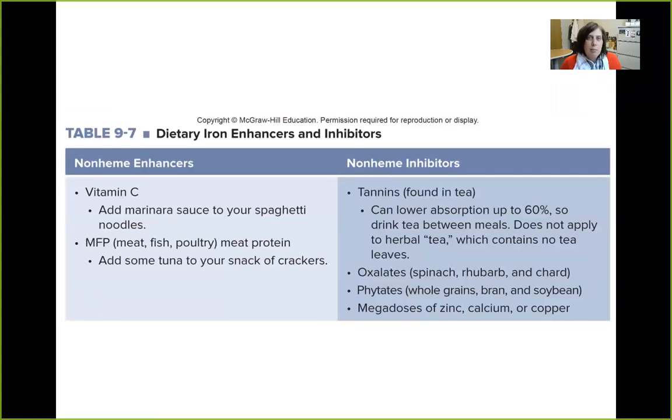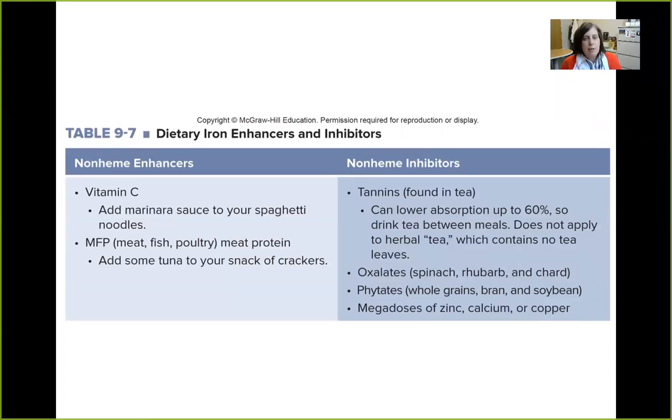You might recall that heme iron is a type of iron that's found in animal flesh, so it would be in the muscle of the animal. Whereas non-heme iron can be found in animal sources, but it's also found in plant sources. So things like grains and vegetables and dairy are going to have non-heme iron. Again, meats can have non-heme iron as well, but only the meats or the animal flesh like beef and chicken and fish are going to have heme iron.